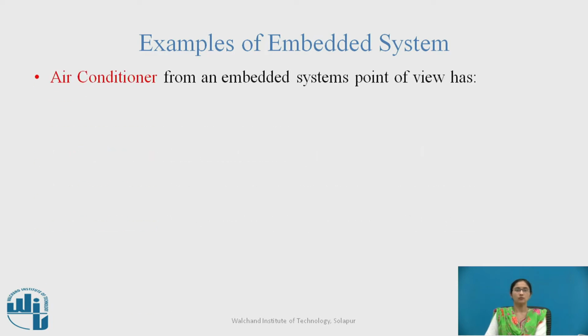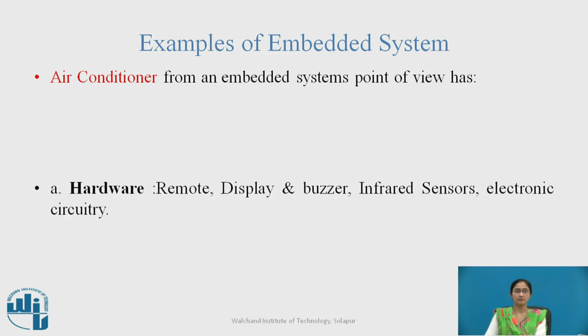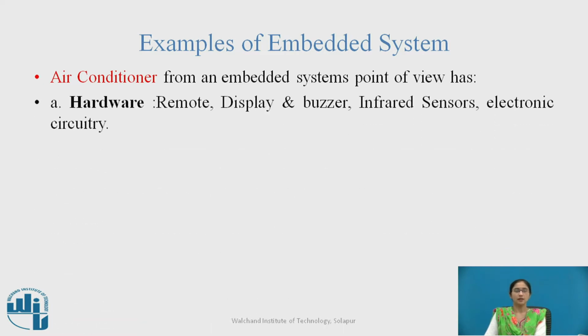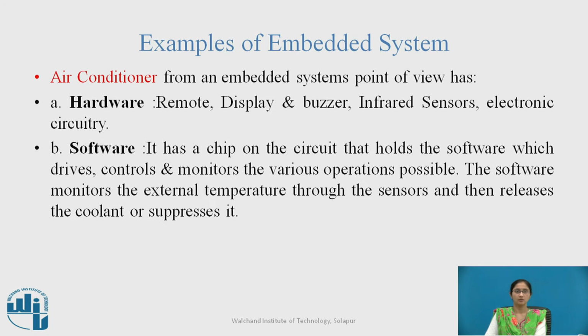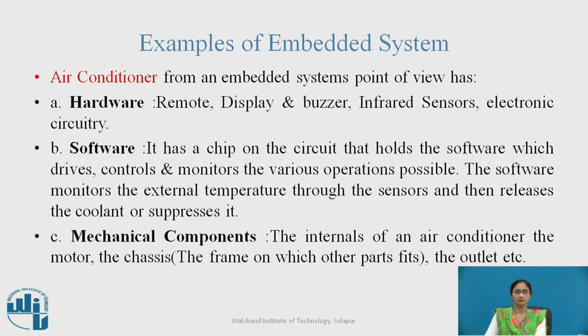Air conditioner from an embedded system point of view has hardware like remote, display and buzzer, infrared sensors, electronic circuitry, etc. Software: it has a chip on the circuit that holds the software which drives, controls and monitors the various operations possible. The software monitors the external temperature through the sensors and then releases the coolant or suppresses it. Mechanical components: the internals of an air conditioner, the motor, the chassis, the outlet, etc.